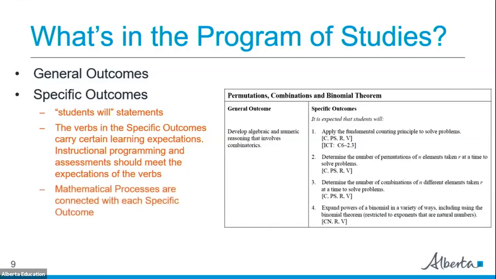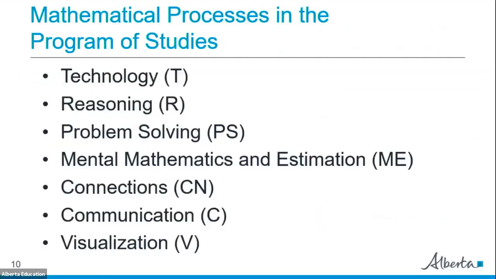As well, each specific outcome has a list of mathematical processes connected with it. And these are the specific processes that students should encounter and use to build understanding of each outcome. The mathematical processes are defined as critical aspects of learning, doing, and understanding mathematics. And they're meant to permeate the teaching and learning of mathematics. The specific definitions for each of these processes can be found in the front matter of your program of studies. And knowing which mathematical processes are listed for each outcome can help to inform not only your instructional activities, but also how you assess these outcomes.